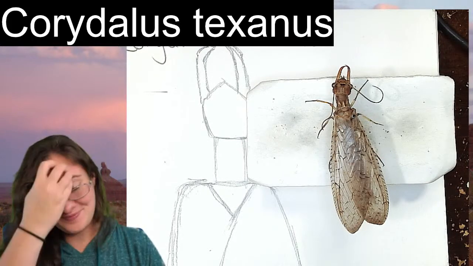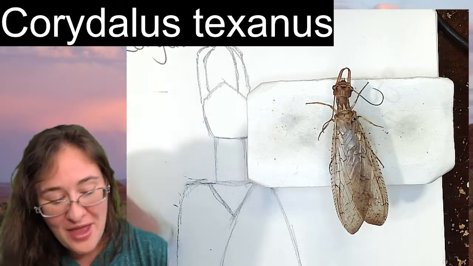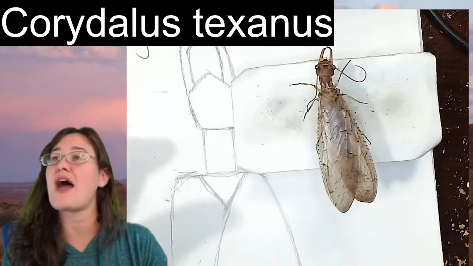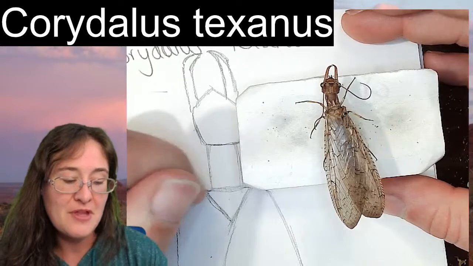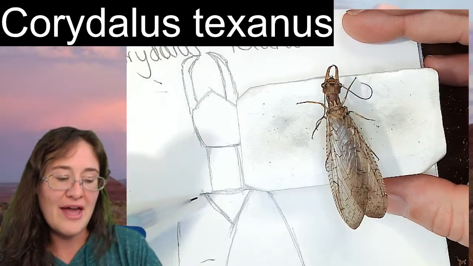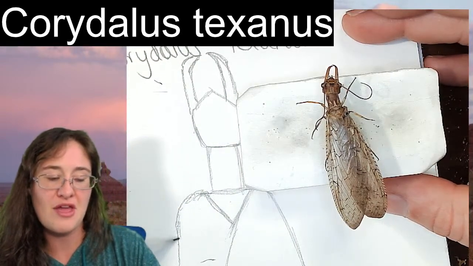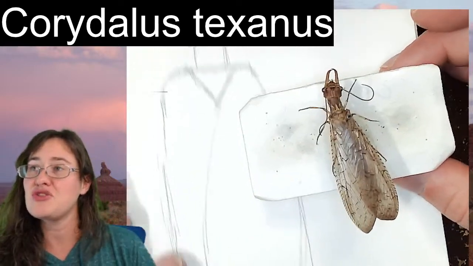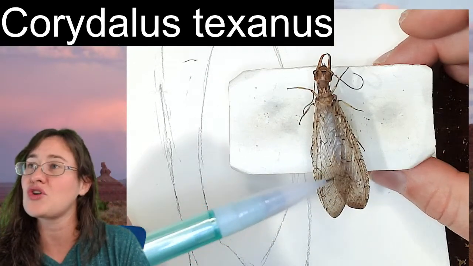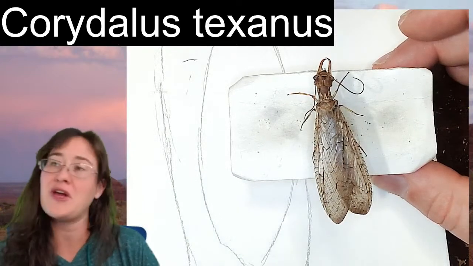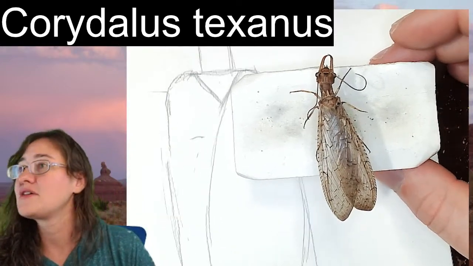Hi, Avia. No problem. We are sketching a Dobsonfly, and we're pretty much just starting with our light outline. So, feel free to join us. The length of our specimen from the front of the head to the back of the abdomen, which is right about here where the wings cross, is about 4.8 centimeters.